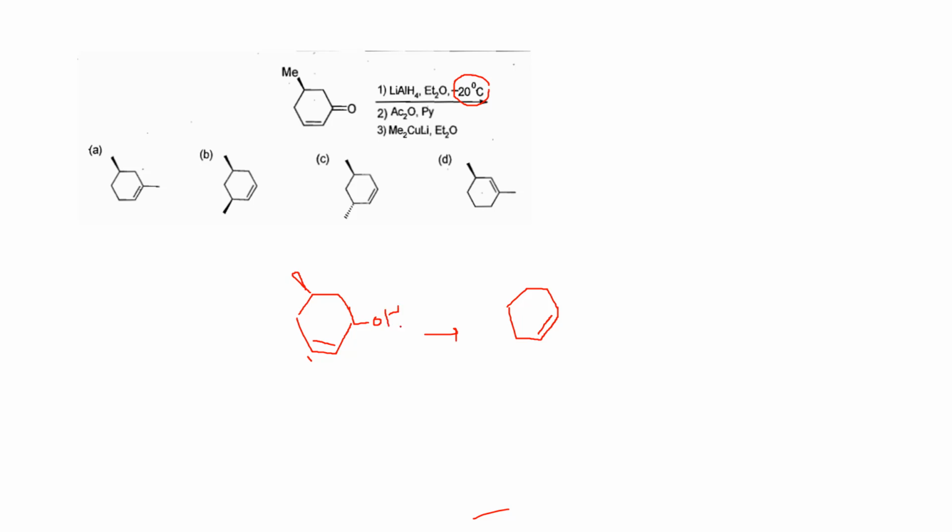alcohol. Now if you add Ac2O, you will get OAc. Now as Me2CuLi is added, you can consider this as an ester. So it will attack this position and it comes up here, and OAc will be removed from the system. Now as methyl is already above the plane, it will come from below the plane.